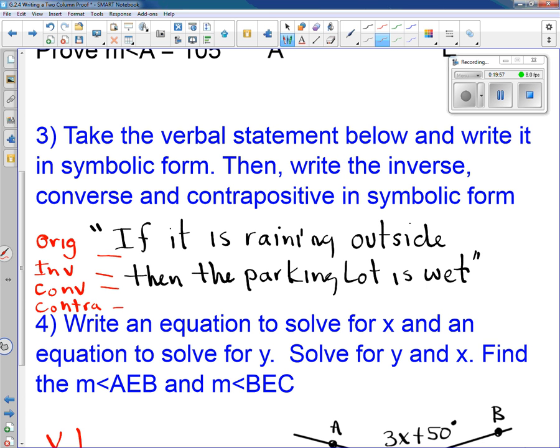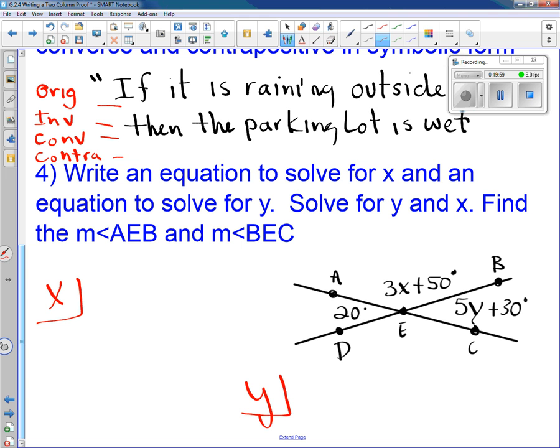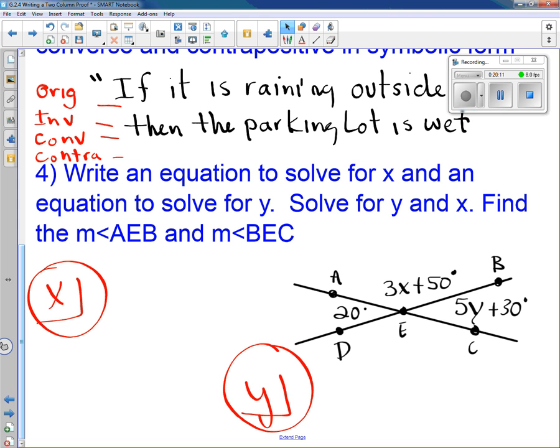Okay? All right, and then number 4, write an equation to solve for x and y. We've done a problem like this in the warm-up. So you're going to have to write 2 equations, okay? Do your work separately. Have your x work over here, let's say, and your y work. Make sure you're answering the questions. It's asking you to find the measure of these, so you have to show the work. You can't just show me the answer. You got to show plugging it in and all that stuff.